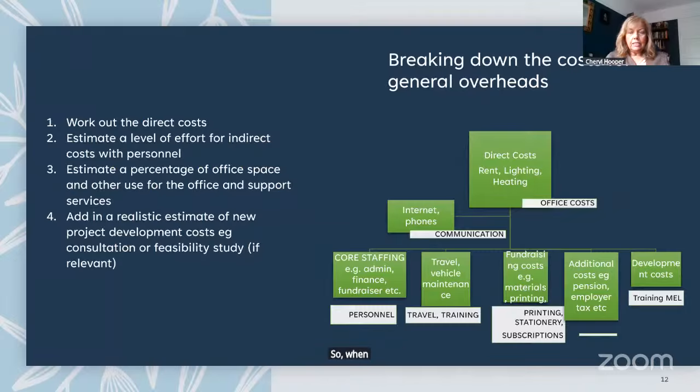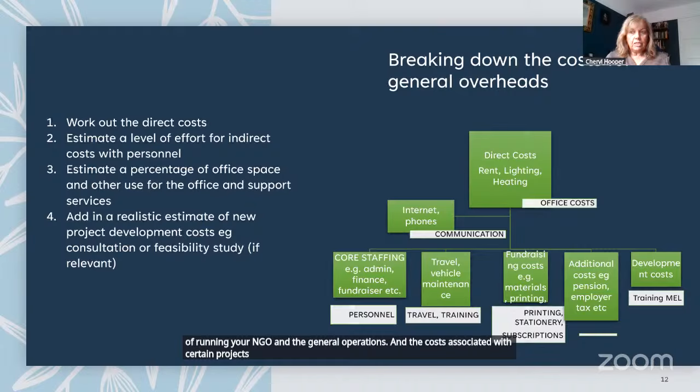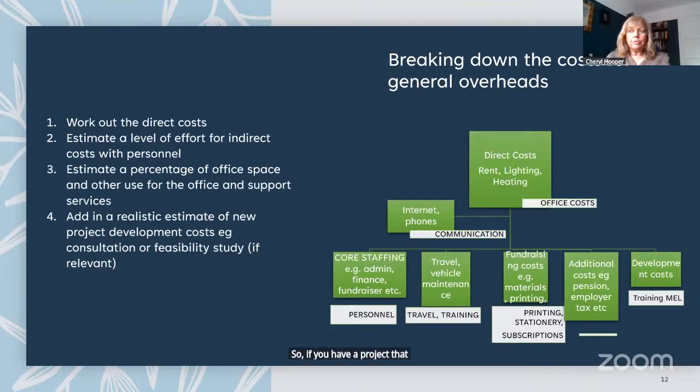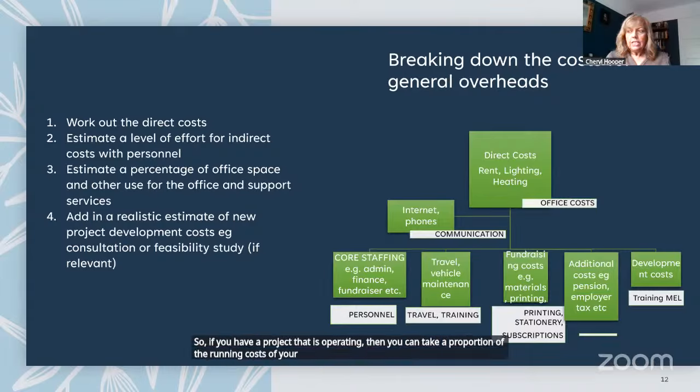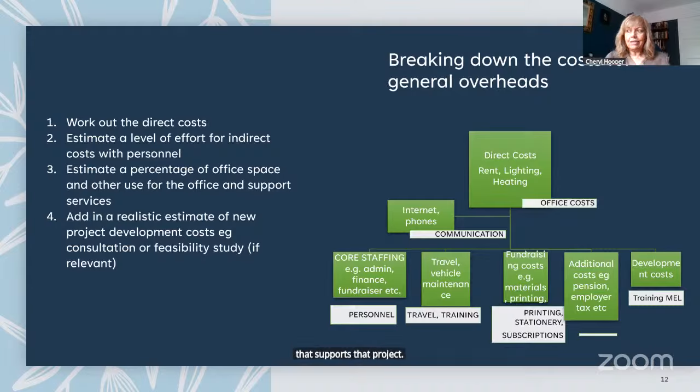When you begin the process of budget planning, you need to separate the operational costs of running your NGO and the general operations from the costs associated with certain projects that may be running. If you have a project that is operating, then you can take a proportion of the running costs of your NGO that supports that project and assign it to the cost of the project. You may assign a certain percentage of your management and operations to that project cost in a grant application.